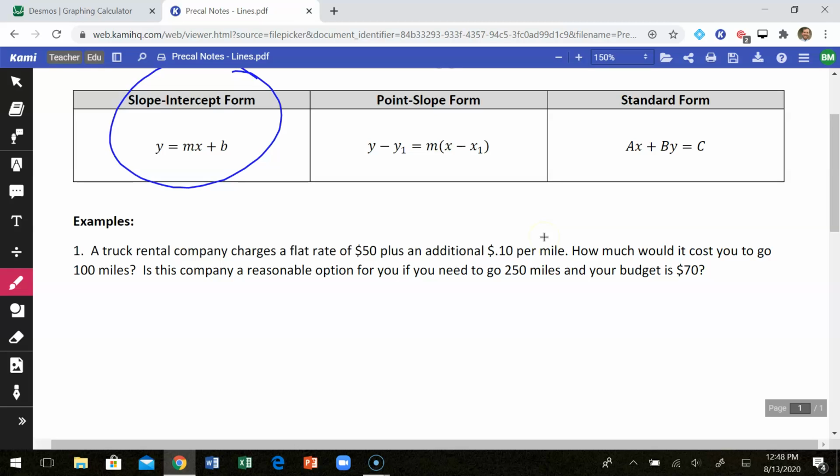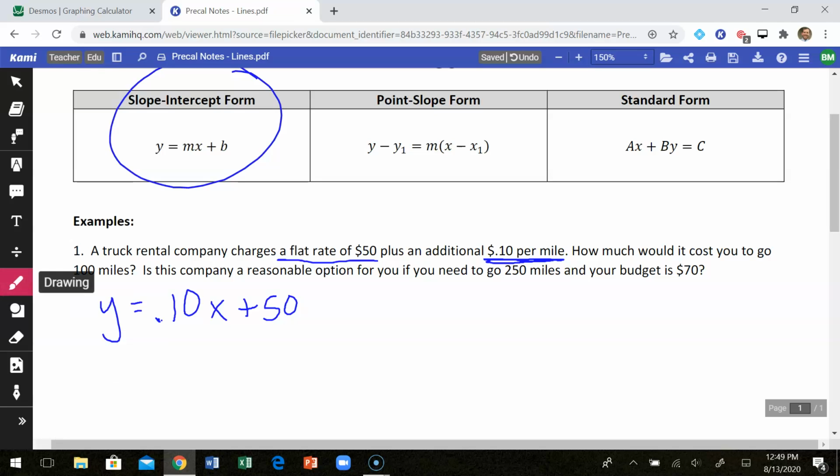Well, I'd want to come up with an equation here. A pretty common setup for this is going to be, like I said, slope-intercept form where a rate is involved. So it's 10 cents per mile. So I know that my slope is going to be 10 cents, 0.10. But then they also charge a flat rate. So that flat rate is your y-intercept. So we have a slope of 0.10 and a flat rate of $50. That's my equation.